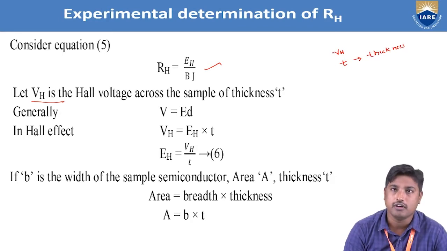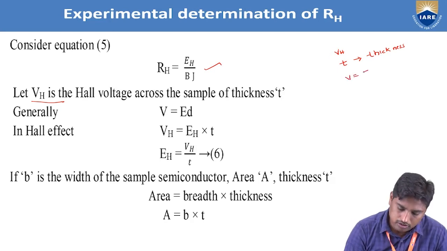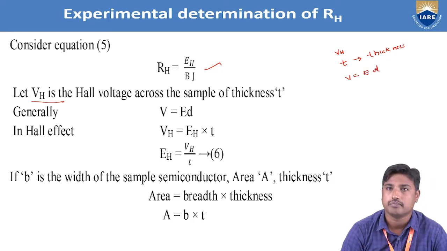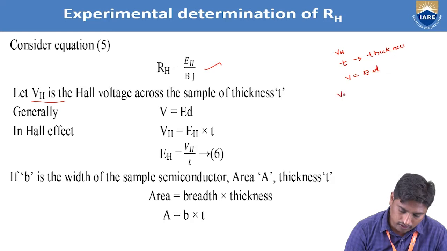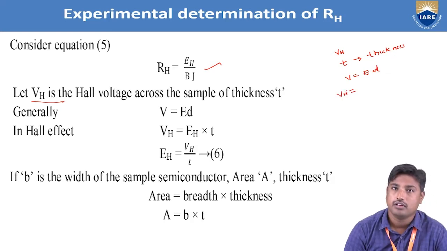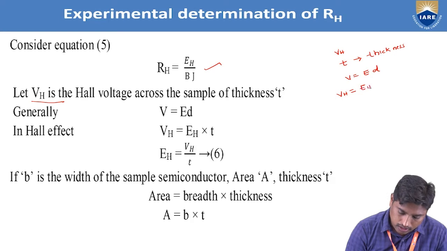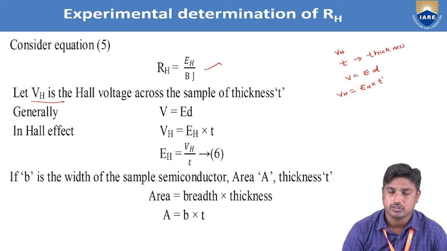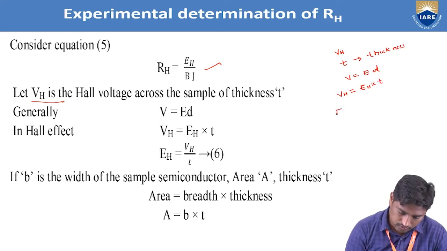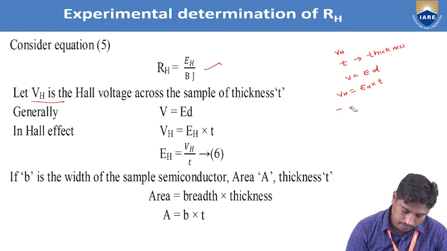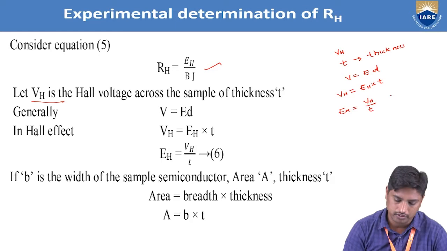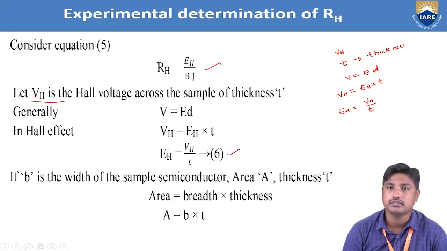Usually, what is the relation between voltage, electric field and thickness d? V equals E into d. But here V we take as V_H, the Hall voltage, and E we take as the Hall electric field, and thickness as small t. So E_H equals V_H by t. This is equation number 6.